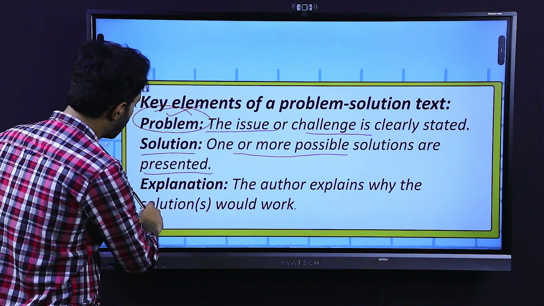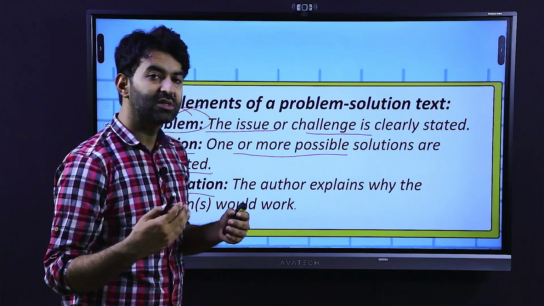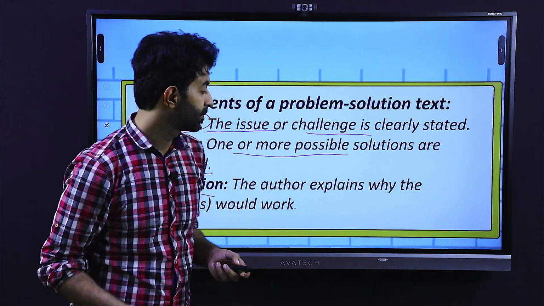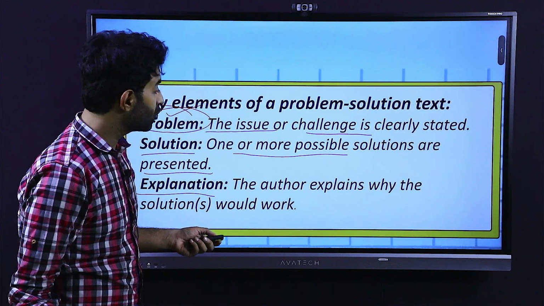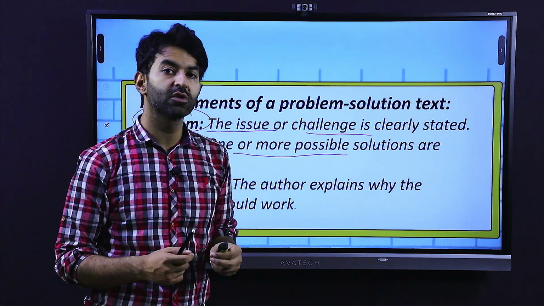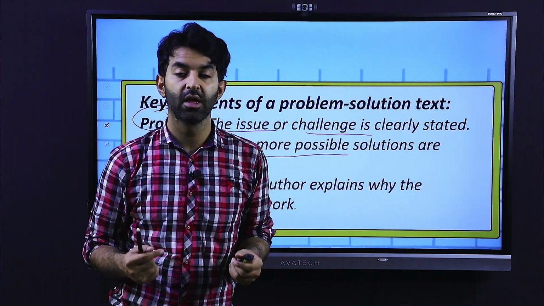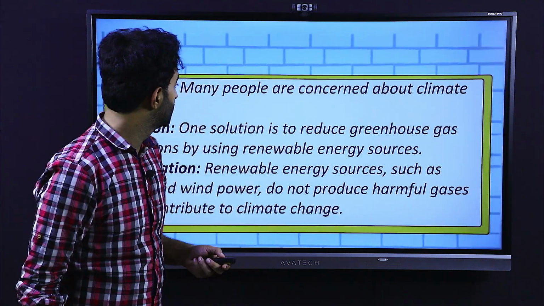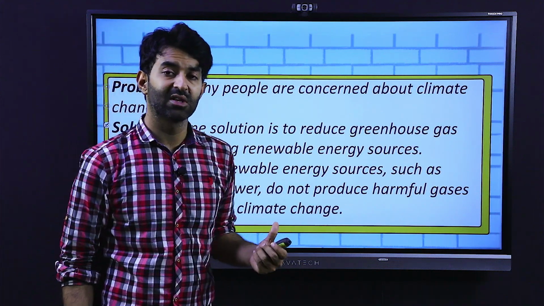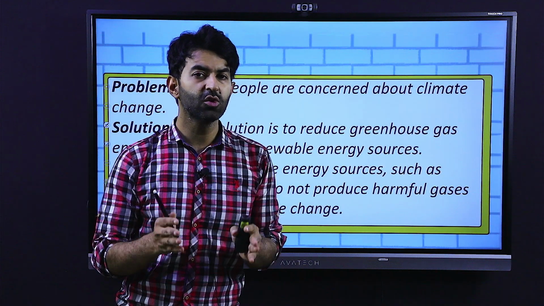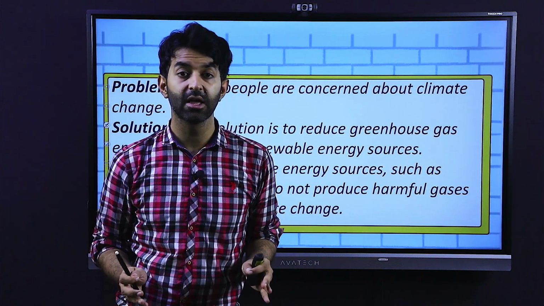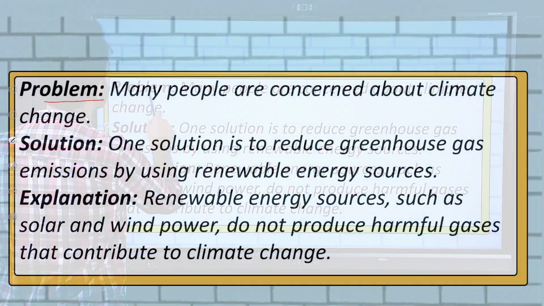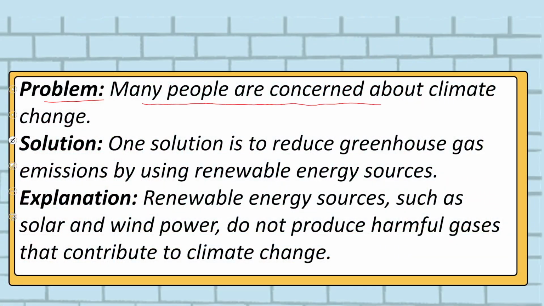And then in the text, you can see further explanations by the author. And it will present you with these kind of solutions and tell you how they would work in that explanation. Okay, let's look at this example of a problem, solution, followed by an explanation. So the problem is, many people are concerned about climate change. Now, climate change itself is a problem. People's concern about climate change is a problem also.